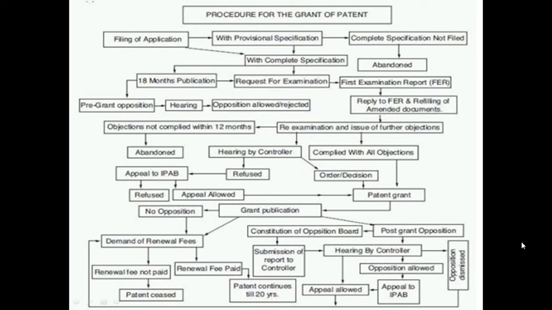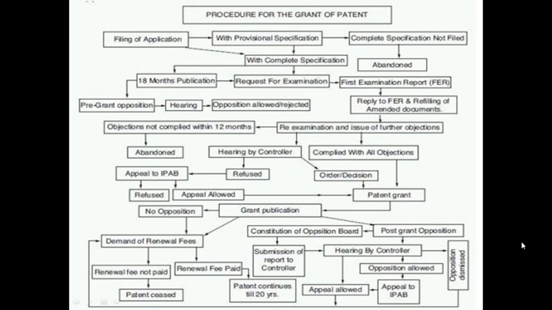Once it is over, there is a hearing by the controller. If any problem is there, you will get a call from the controller. The controller says whether it's an order or a decision. Once a decision is taken, the patent is going to be granted. Patent granted means grant and publication. Then there is a demand for renewal fees, which we have to pay. If the renewal fee is not paid, the patent is ceased. If renewal fees are paid, the patent continues till 20 years. That's all. This is the one part.